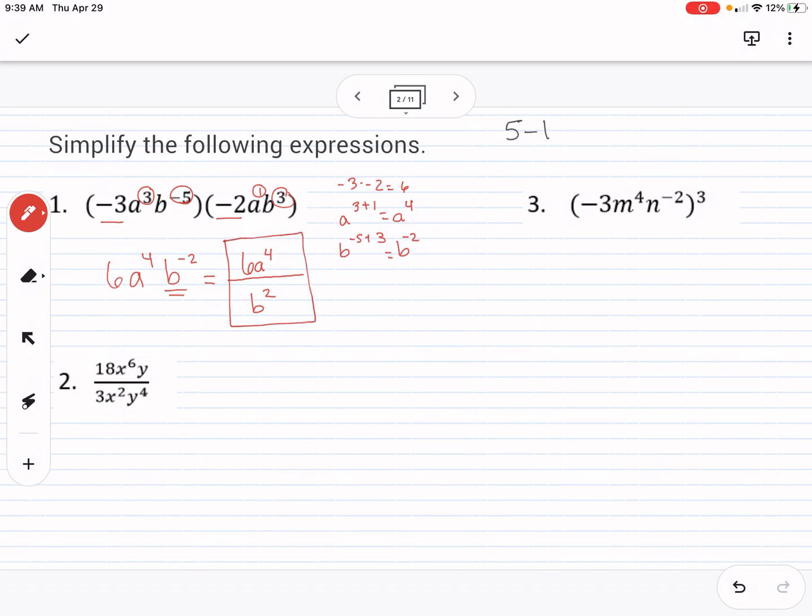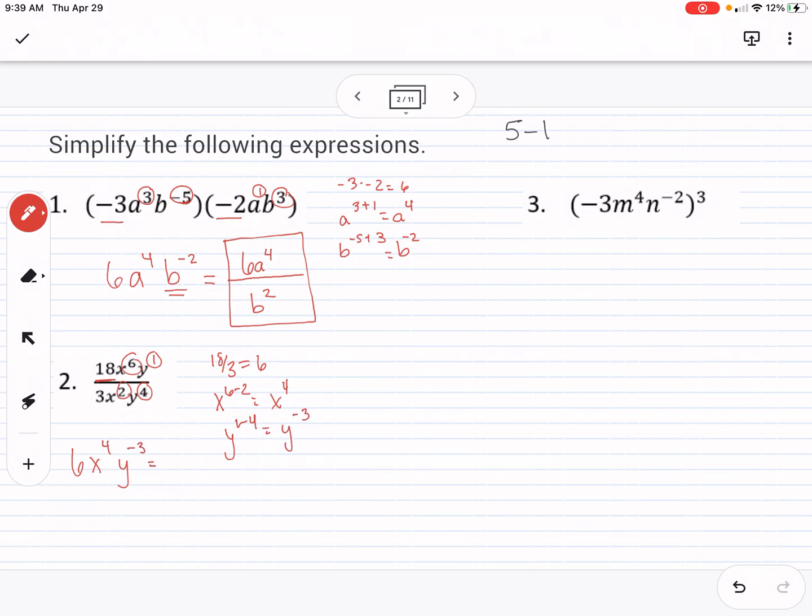Question 2 is a division problem. When you're dividing, you subtract the exponents. So I'm going to begin with the coefficients. 18 divided by 3 is 6. Then for x, we're doing 6 minus 2. That comes out to 4. For y, we're doing 1 minus 4. That comes out to negative 3.